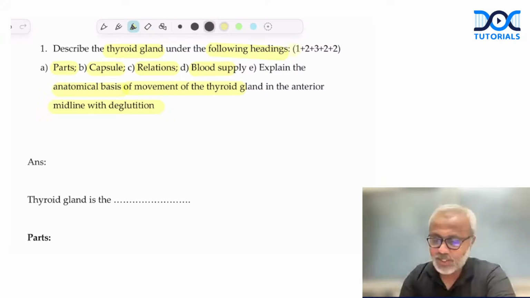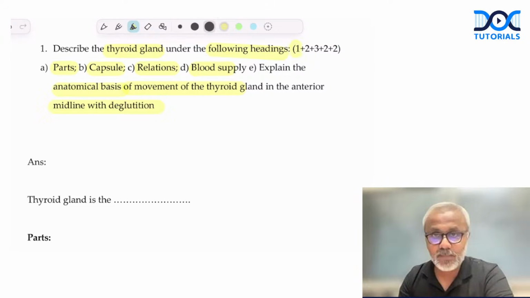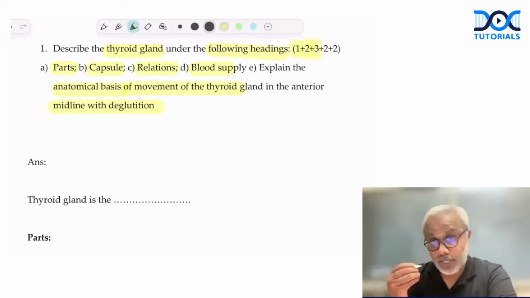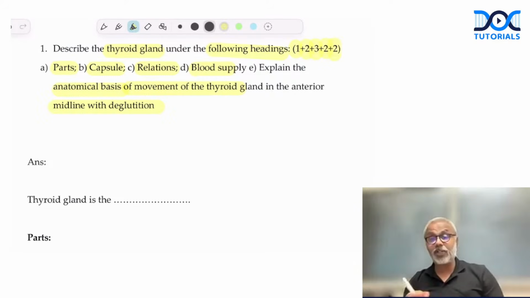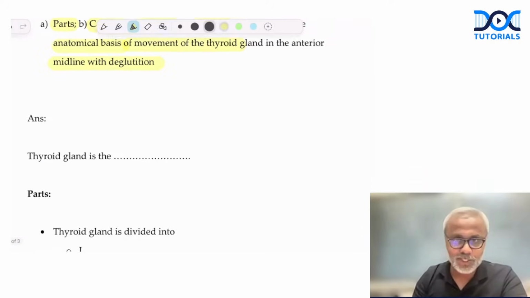The marks distribution is for parts, they've given 1. Then for capsule, they've given 2, so we need to elaborate a little bit. Relations, we need to write much more in detail. Then we need to talk about the blood supply, including arterial and venous. And lastly, the anatomical basis for movement is asked for 2 marks, so that is also quite important. So let's try and solve this question.